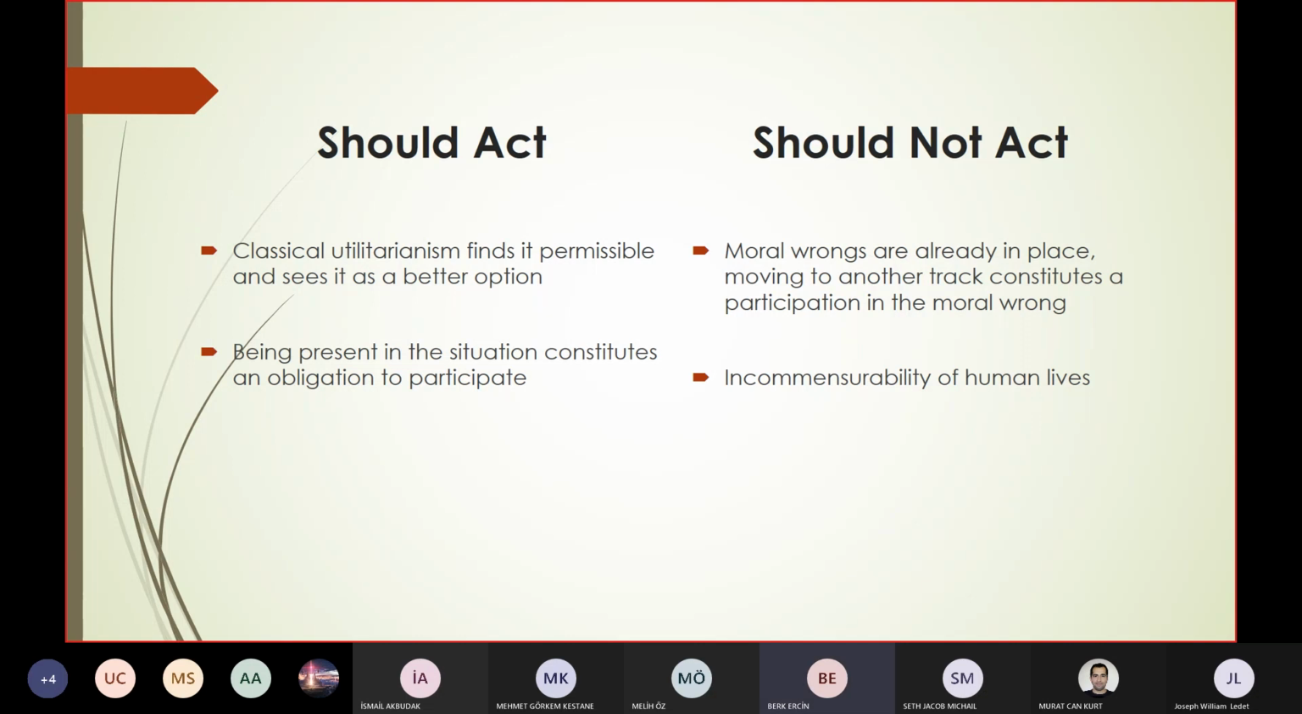Another opposing argument would be about the incommensurability of human lives. However, being present in the situation and being able to influence its outcome constitutes an obligation to participate. Because of this, deciding to do nothing would be considered an immoral act if and only if one values 5 lives more than 1.